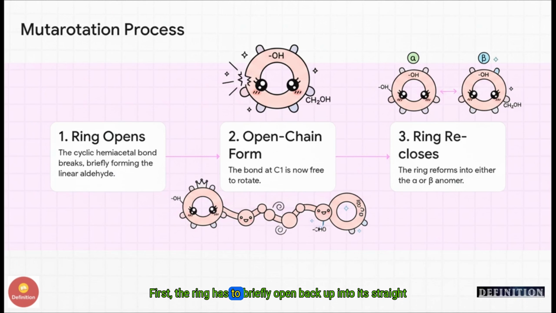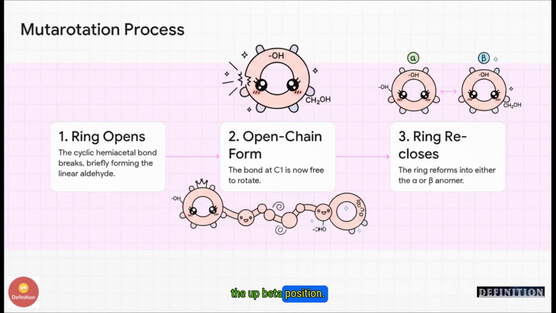First, the ring has to briefly open back up into its straight chain form. For just a split second, that aldehyde group at carbon 1 is exposed again. Then, when the ring snaps shut, that hydroxyl group has a choice. It can lock into the down alpha position, or it can lock into the up beta position.